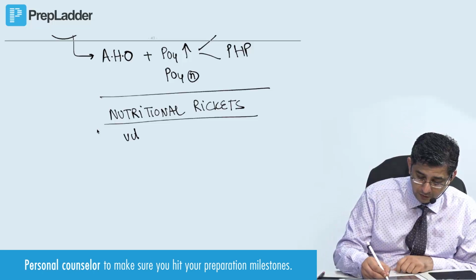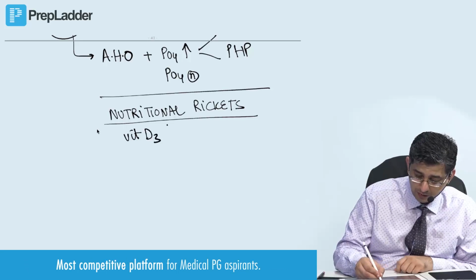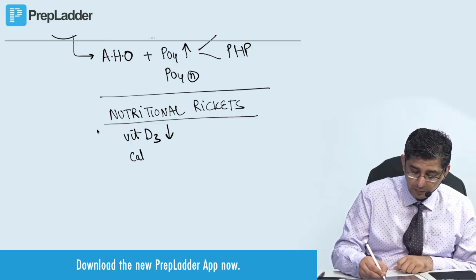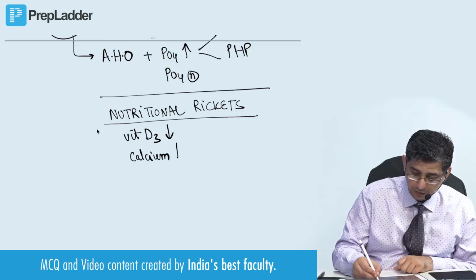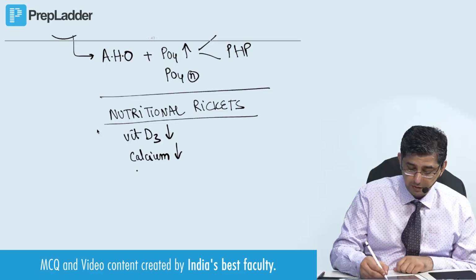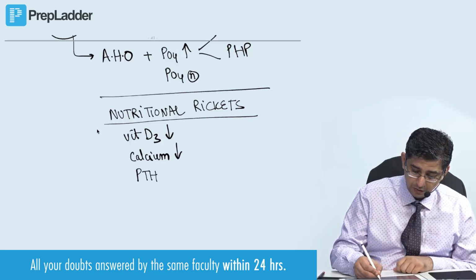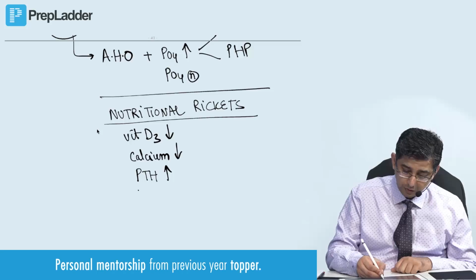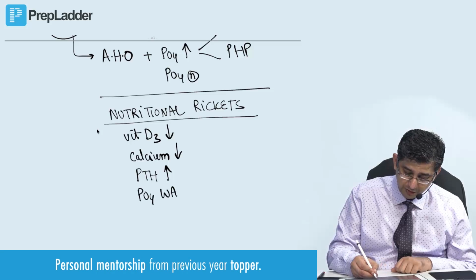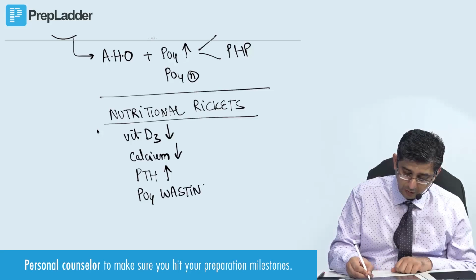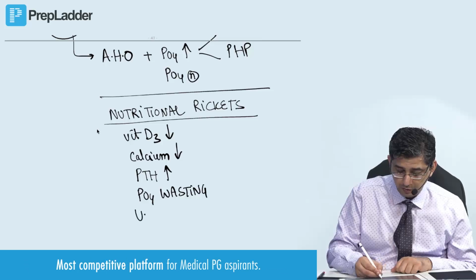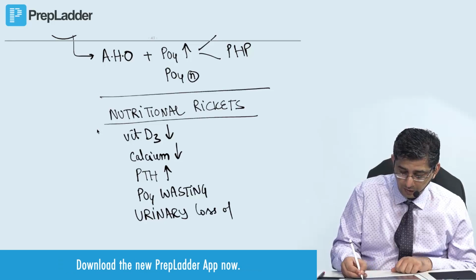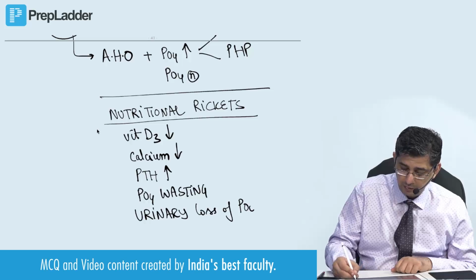In nutritional rickets, vitamin D in the body is less. That's because there's a dietary deficiency, right? So what will happen is that the calcium in the body will also be lesser. If calcium is lesser, it will cause release of PTH, and PTH will cause phosphate wasting. So because PTH will cause a phosphate wasting in the patient, there would be a urinary loss of phosphate, and because of the urinary loss of phosphate in the patient, there will be a hypophosphatemia occurring in the patient.